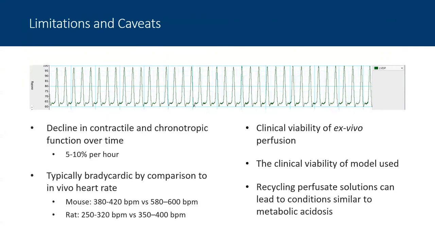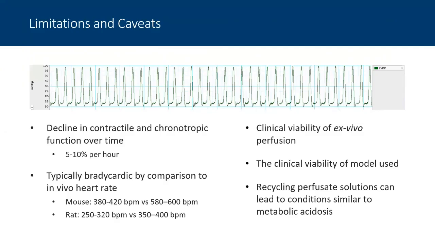Typically, we're looking at a bradycardic heart, and that's in comparison to the normal in vivo heart rate. In the mouse Langendorff system, we're looking at beats per minute of up to 420. However, in a physiological in vivo system, we're looking at up to 600 beats per minute. In rat, in the Langendorff system, we're looking at a maximum around about 320 to 350 beats per minute versus 400 beats per minute in an in vivo setting. So for this particular reason, some researchers choose to use a pacing setup to try to increase and maintain a physiological beats per minute situation.